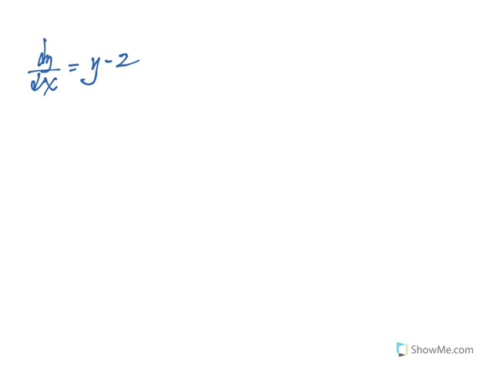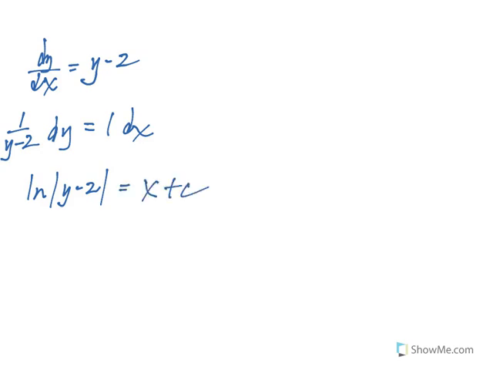Start off with my differential equation there. I then begin to separate my variables. So I get 1 over y minus 2 dy is equal to 1 dx. I'm going to integrate both sides with respect to y on the left and x on the right. Using u substitution, this gives me the natural log of the absolute value of y minus 2, plus c. That c is going to come to the other side, x plus c. I'm now going to solve using my initial condition, which is 0, 4. If I plug that into my integrated equation, that's going to give me the natural log.